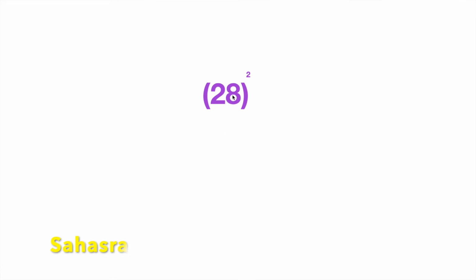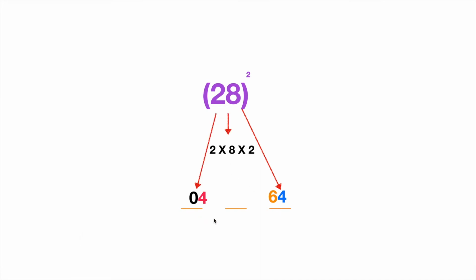Next, let's do 28 squared. Put the 3 lines. 8 squared equals 64. 2 squared equals 4. And 2 and 8 and 2 multiplied together, as in 2 times 8 times 2, equals 32, because 2 times 8 equals 16, and 16 times 2 equals 32.